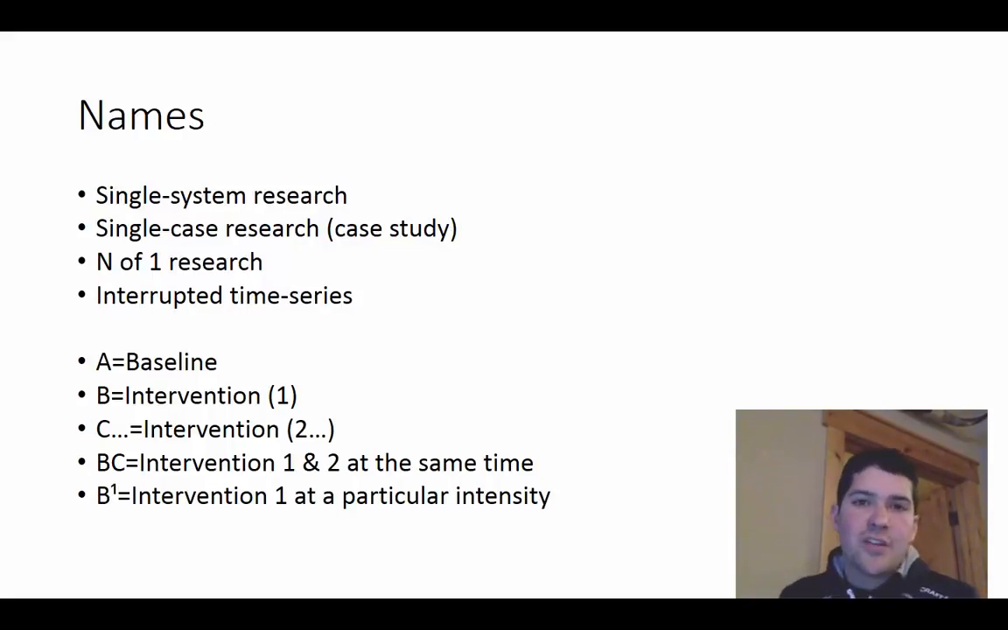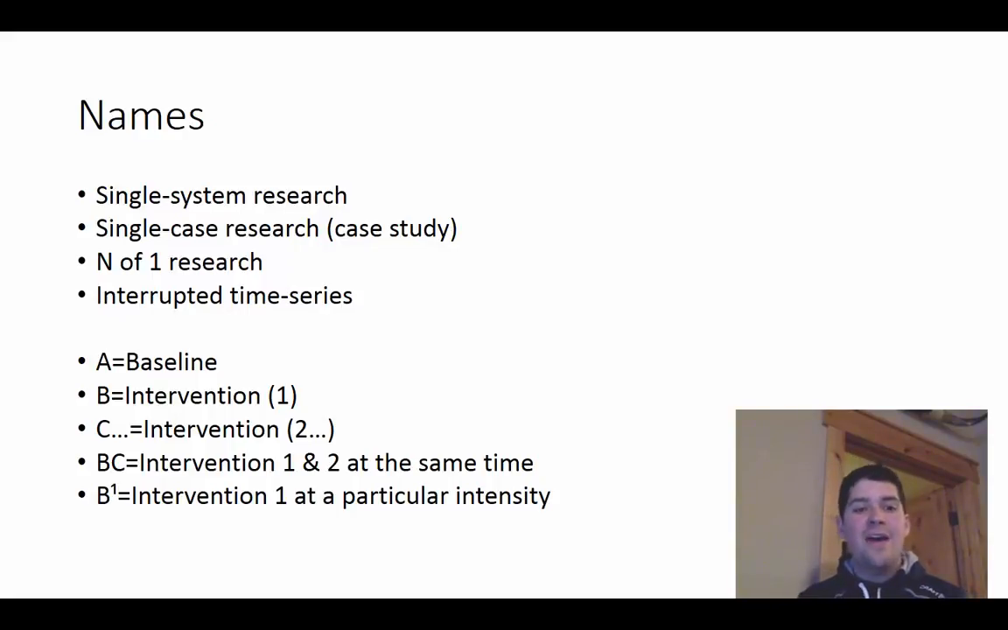So in single subject research design, A always refers to baseline. B always refers to intervention number one. And I say intervention number one because there could be a scenario where you would implement a second intervention, and we would call the second intervention C, the third one would be D, and so forth. Now, if you see something like B and C together, then that suggests that people are receiving two treatments simultaneously. So for example, somebody might be doing individual psychotherapy and receiving group therapy at the same time. So it would be noted as BC.